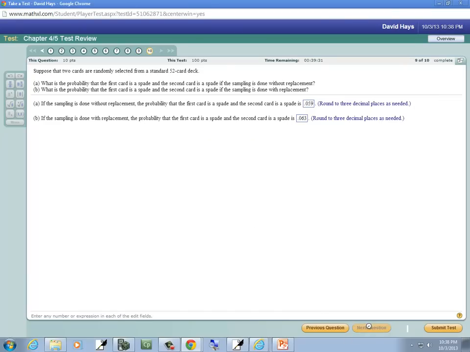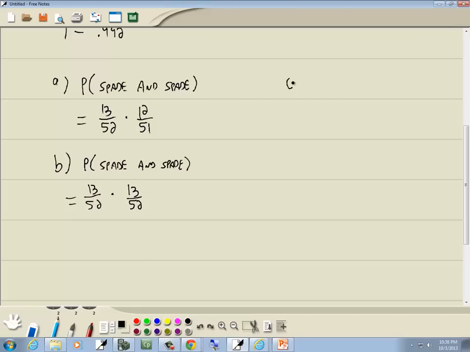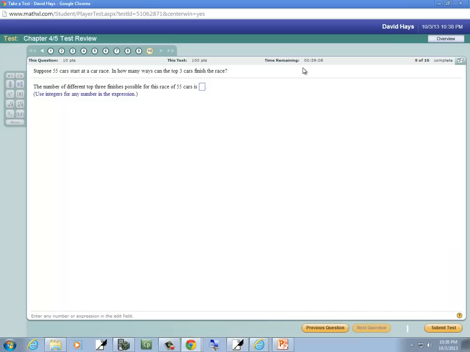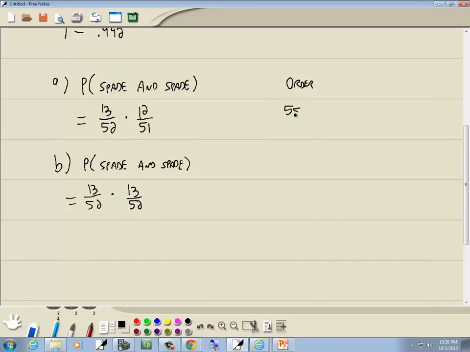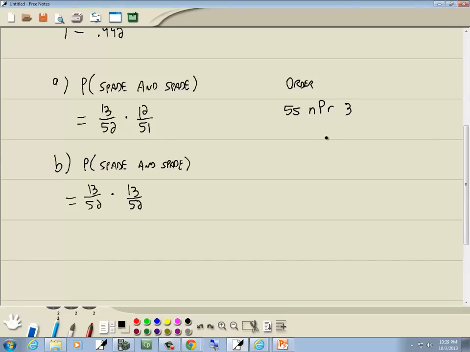Okay, so next question. Number of different top 3 finishes possible for this race of 55 cars. It says suppose 55 cars started a car race. How many ways can the top 3 cars finish a race? Well, in this one, order matters. You're finishing a race, whether you come in first, second, or third matters. So we're going to have 55 cars, and we're going to have nPr. Permutations where order matters, combinations where order doesn't matter. And we're picking 3. So that's how we're going to plug it in.